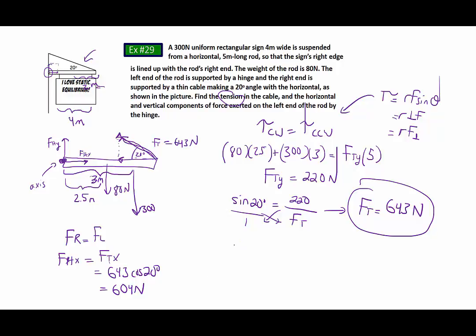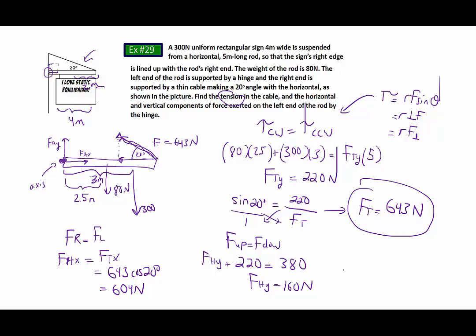Okay, to find the FHY, I can do forces up equal forces down. So I've got two forces up. I've got FHY plus also going up was FTY, which we saw a second ago was 220, equal to my downward forces, which were 380. Okay, add those together. I can solve for my force HY is equal to 160 newtons. Okay, so I was able to find all the force components in the hinge.